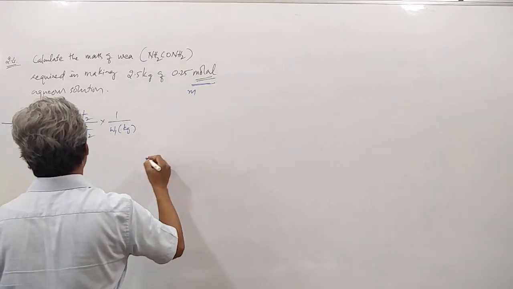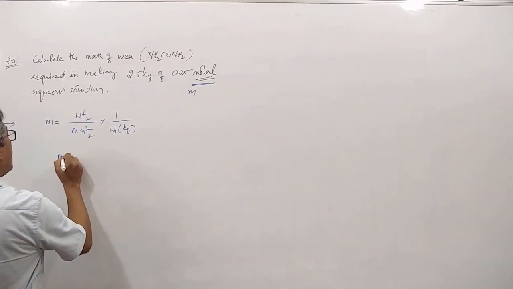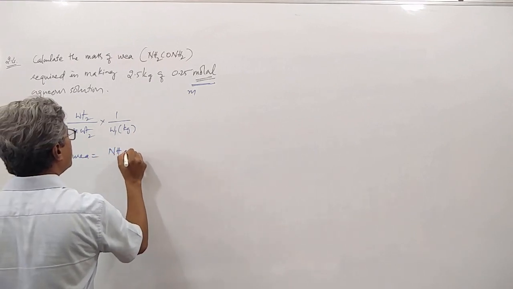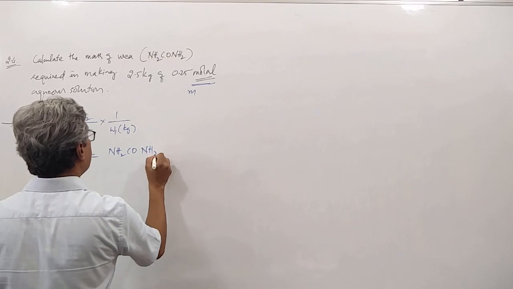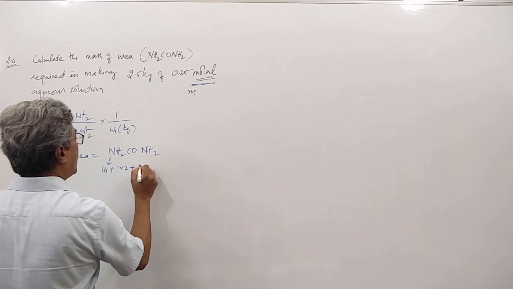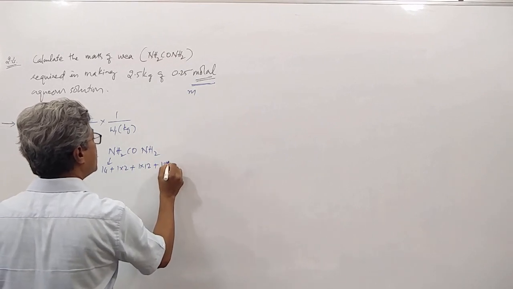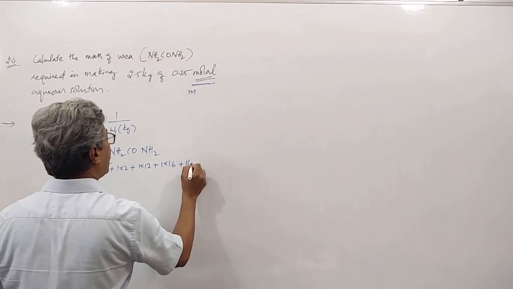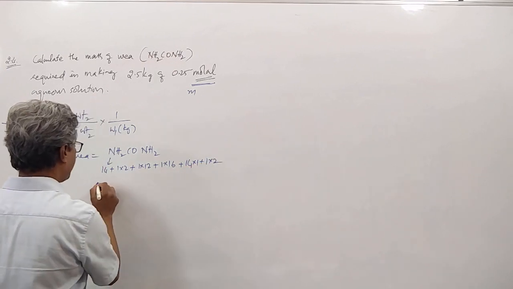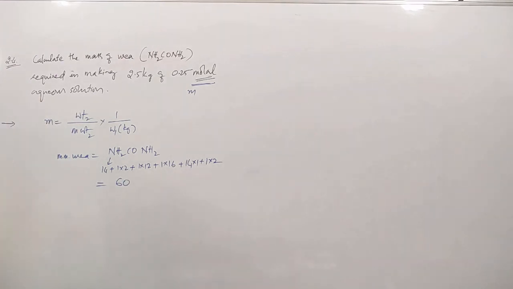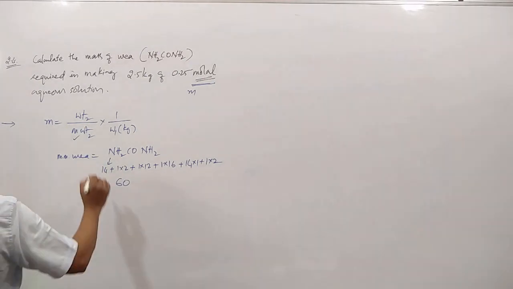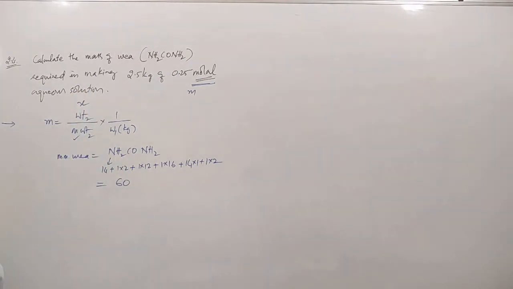Now, check mass of urea. We need molecular mass of urea. See here, molecular mass of urea is equal to, as it is NH2CONH2, see students, it is 14 plus 1 into 2 plus 12 plus 16 plus 14 plus 1 into 2. If you add all these, you will get 60. Okay? So we have got this. So this is asked, calculated mass.